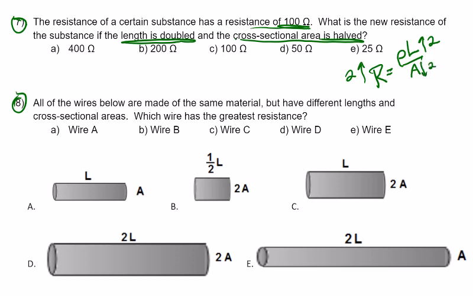That's what cutting the area in half means, that we're decreasing it, or you could say increasing by a factor of 1/2, either way. But this is an inverse relationship, so that would cause an increase in my resistance by a factor of 2. 2 times 2 is 4, so my resistance should increase by a factor of 4. 4 times 100 is 400. Ding, ding, ding. Letter A.